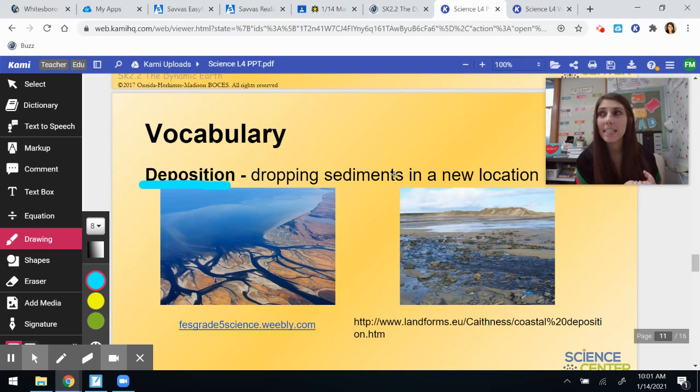You can think of it as like when you go to the bank and maybe your parents deposit money. That's where the money stays. That's the new place for the money. That's a new spot for it. So deposition is where the sediment stays. It's the new spot for the sediment.